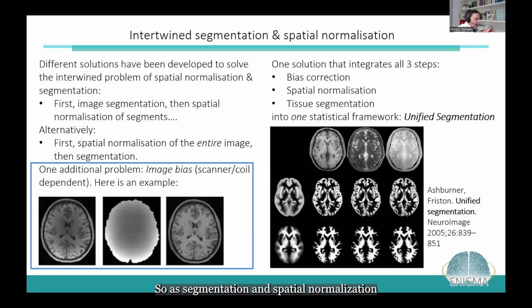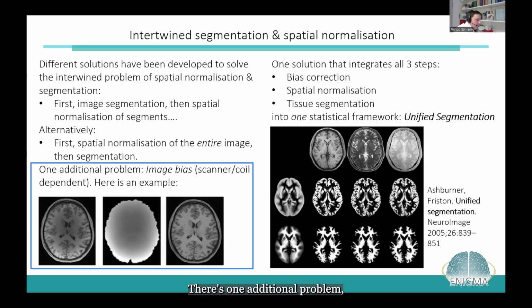So as segmentation and spatial normalization are kind of intertwined challenges, there have been different solutions to this. On one hand, there are algorithms that first try to segment the image, and then they use these first generation results to normalize these segments to the atlas space. Alternatively, you can also first try to warp the entire brain to an atlas space and then do the segmentation.